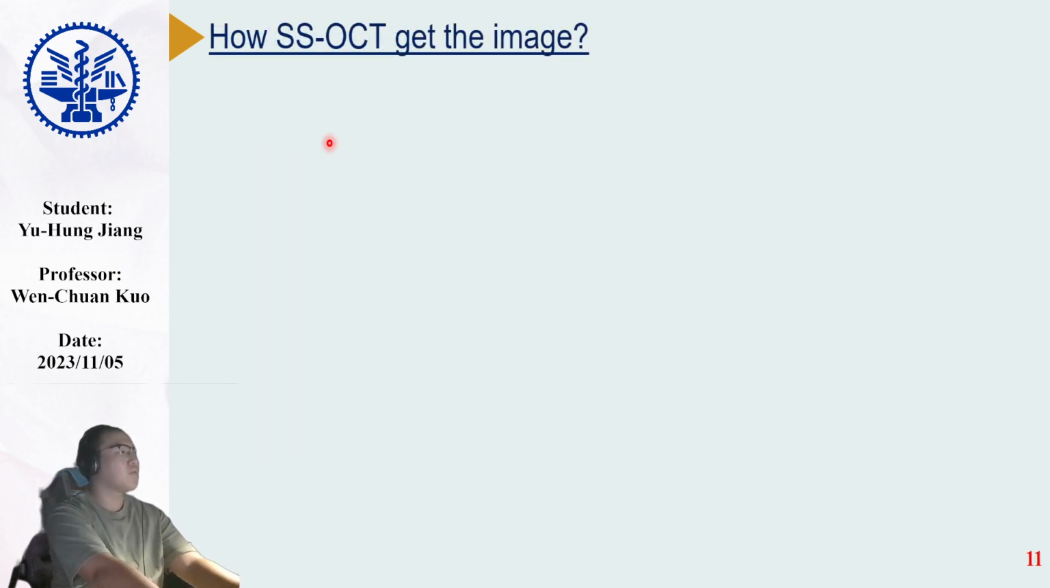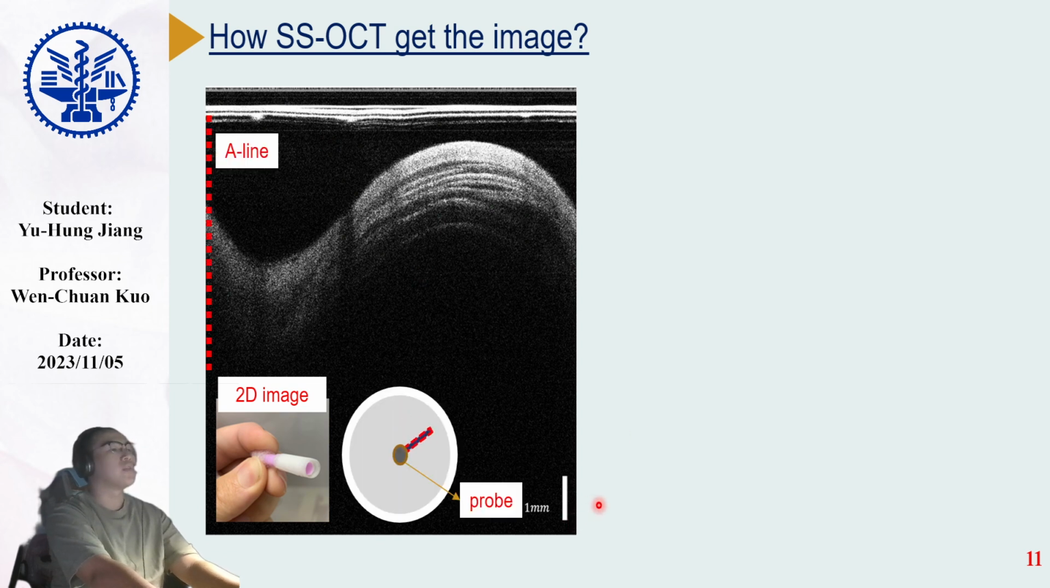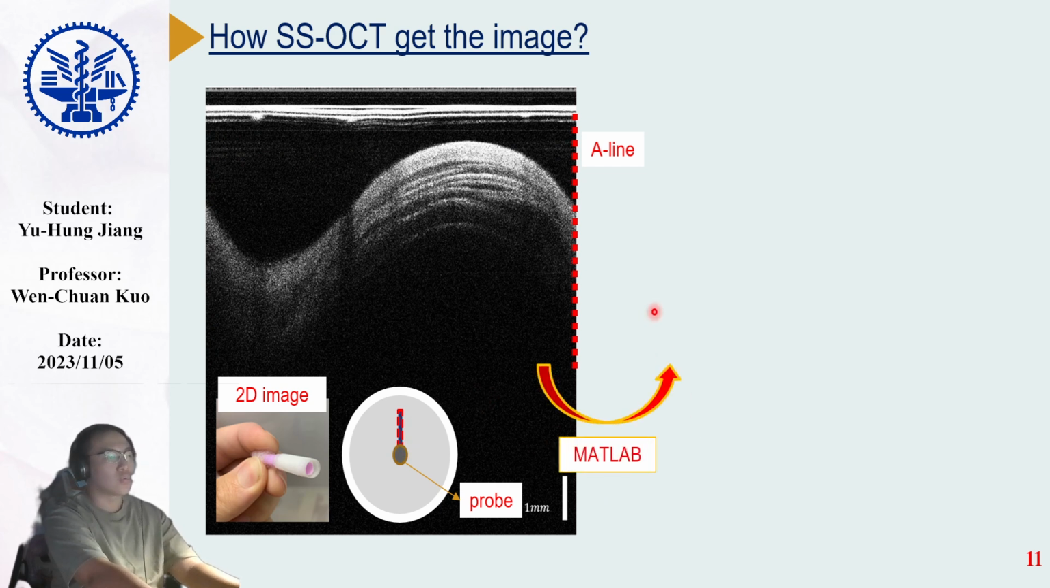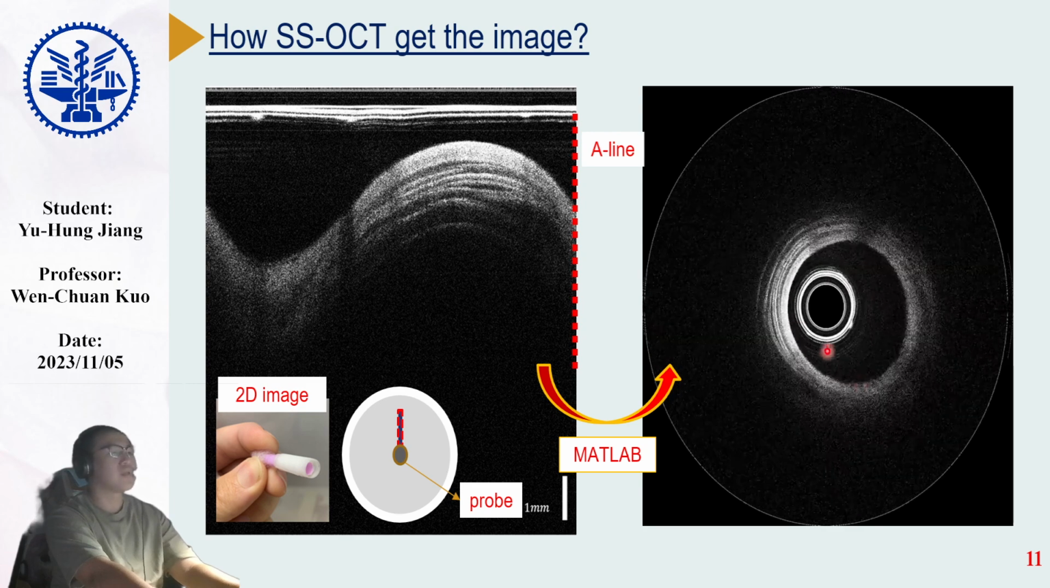And then how does SS-OCT get the image? First, this is shown with the A-line to the image. When the probe rotates, the A-line scans the sample in this way. Second, we use a matrix to make the 2D image in polar coordinates. At last, we can also have a dynamic real-time image.